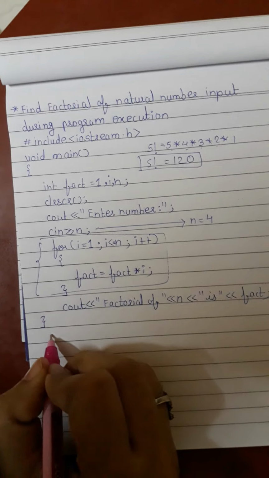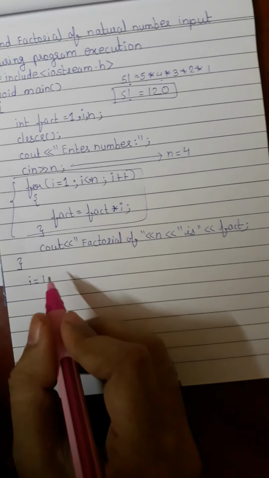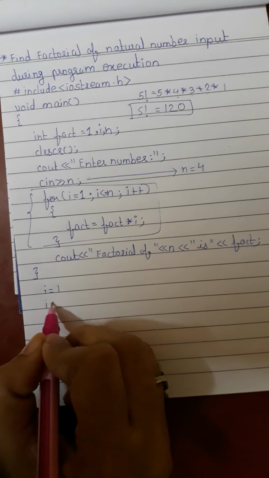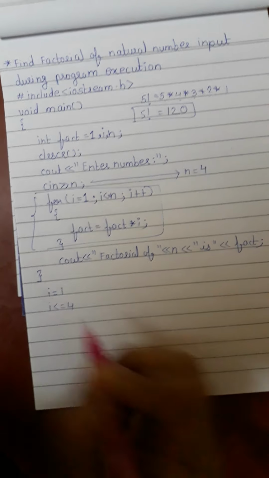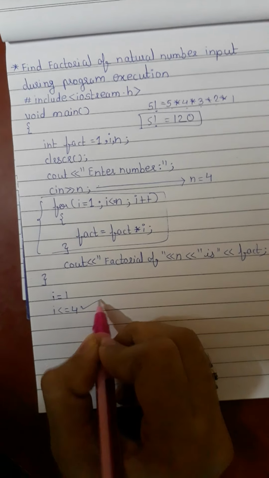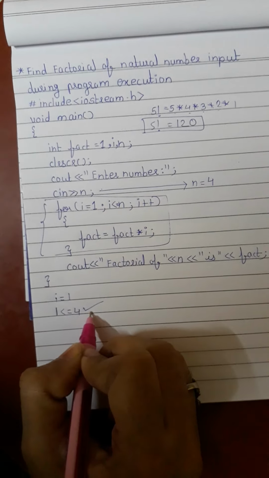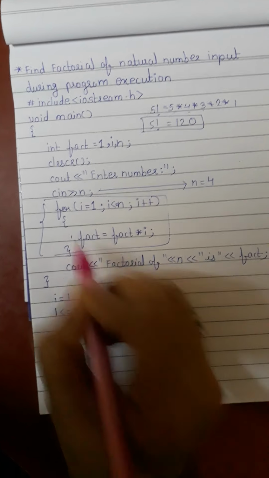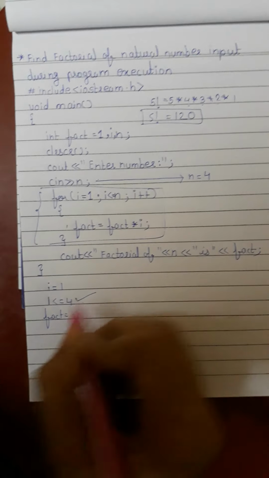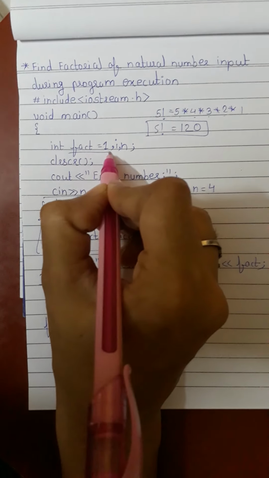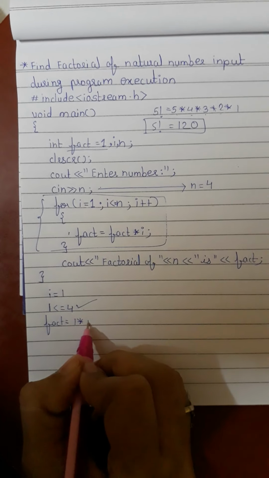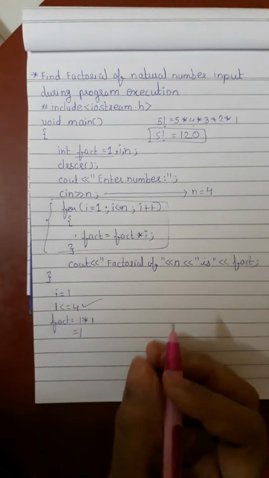So what is the logic? First, i equal to 1, the i value is 1. Then the condition is i less than equal to 4. So i less than equal to 4 we will check, and as the condition is true, that is 1 less than 4, this particular statement will get executed. So fact equal to fact into i. What is the value of fact which we have initialized? 1. So 1 into i. What is the value of i? 1. So 1 into 1 will get performed.